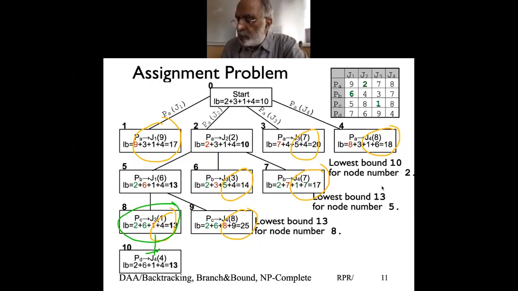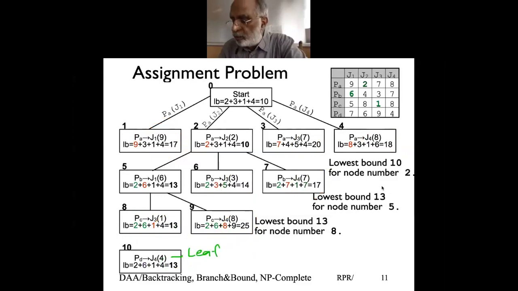And now see, we already reached the leaf node. That means this is my best value. And you look at all other nodes. When we reach the leaf node, that means we found one solution whose lower bound is 13. Look at all other possible solutions.